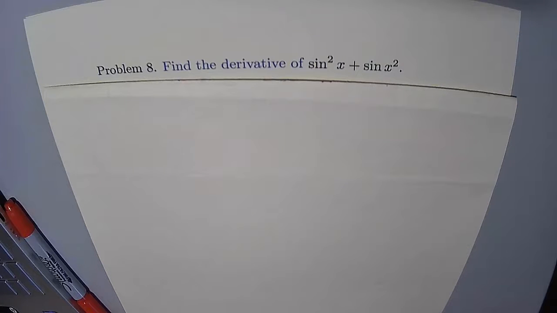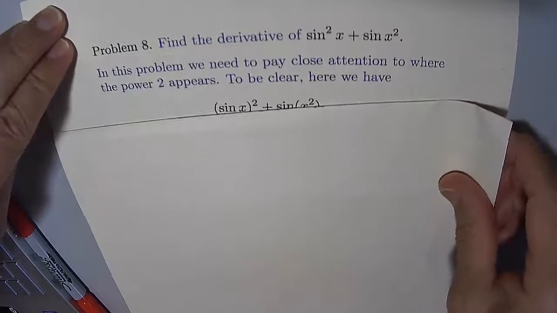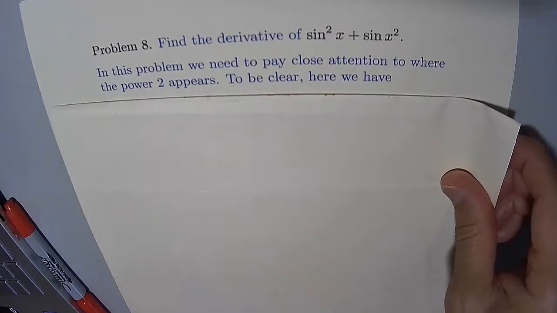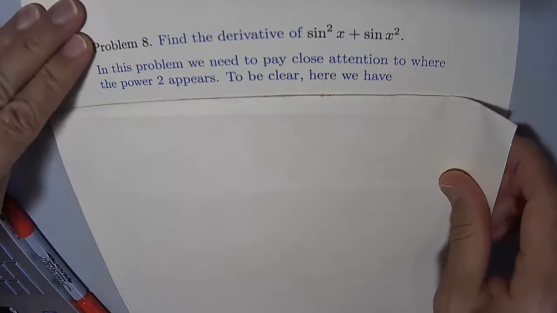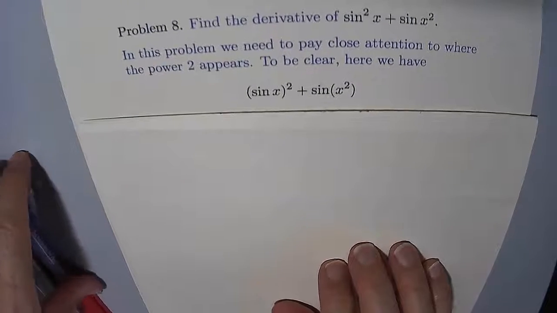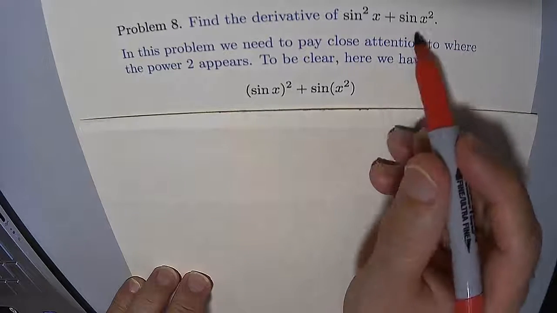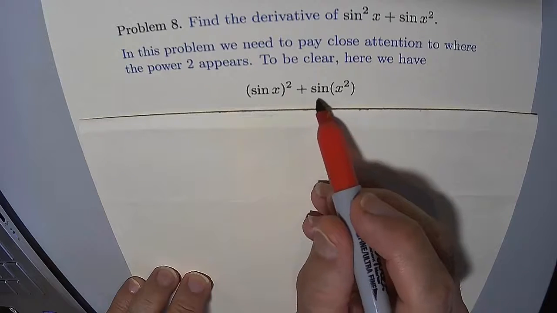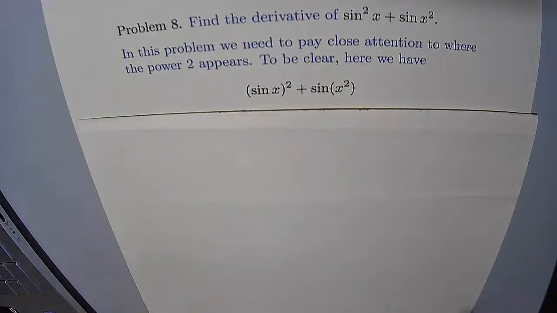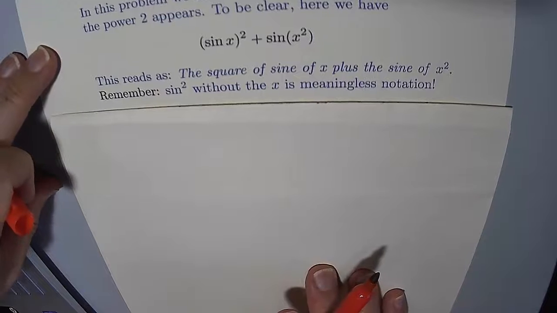In this problem, we are looking at the sine squared x plus sine of x squared. Again, to be clear, let's put in the parentheses to clarify what the role of that power of 2 is. Specifically, sine squared x is just the square of sine of x, whereas sine x squared is the sine of the function x squared. It's important to take note of this in order to proceed.